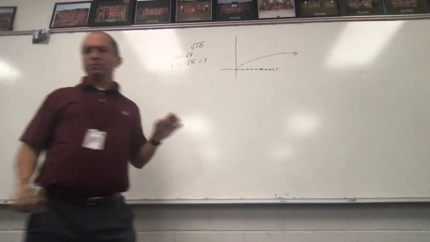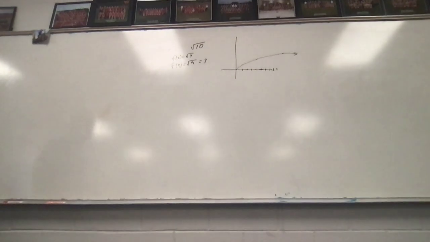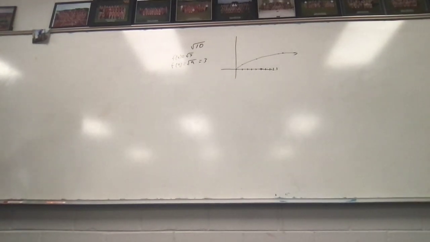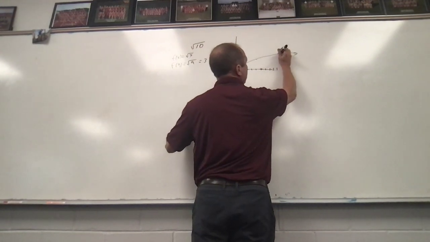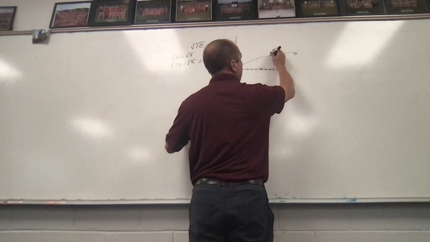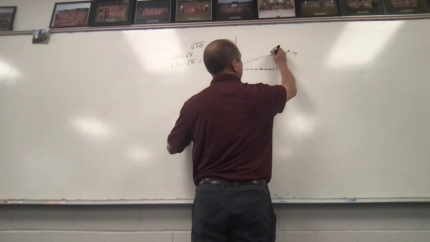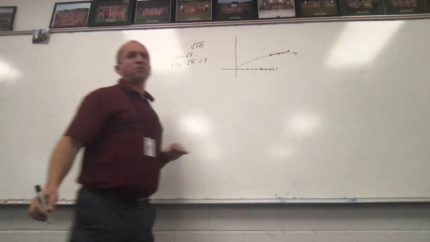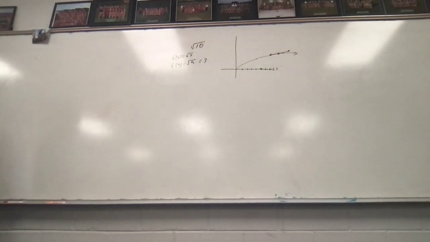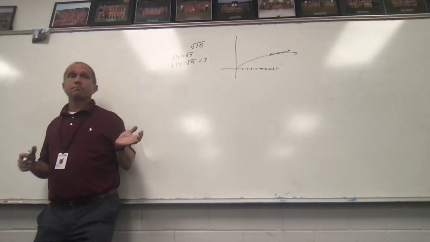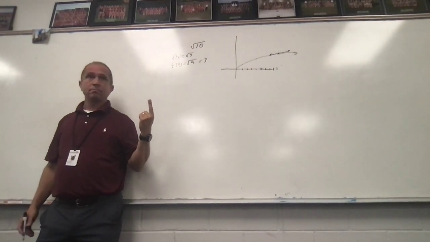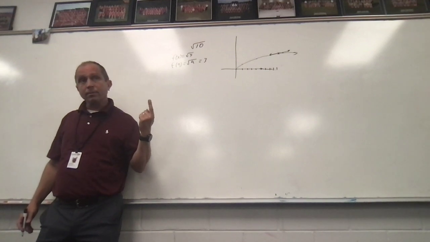So I've got that graph there. Now, based on that graph, if I can construct the tangent line to the graph here, I can use that tangent line to approximate the value of the square root of 10. So, what do I need to know in order to construct a line? Slope and a point.